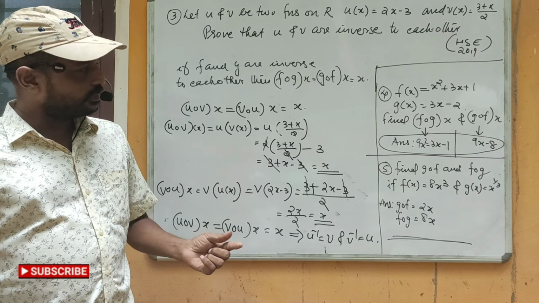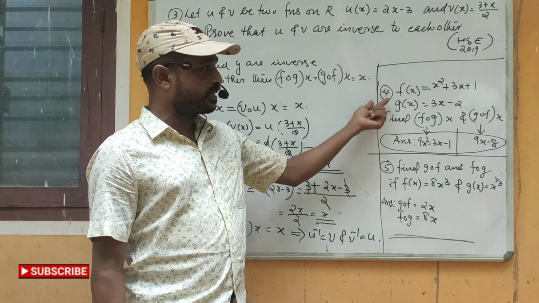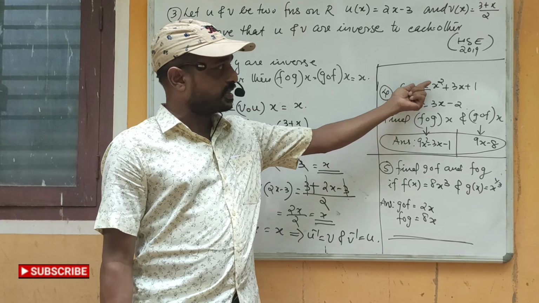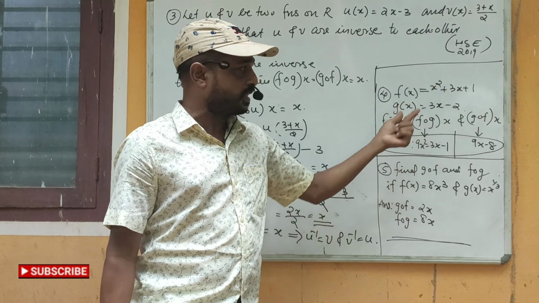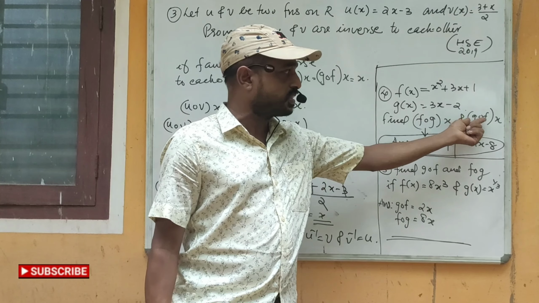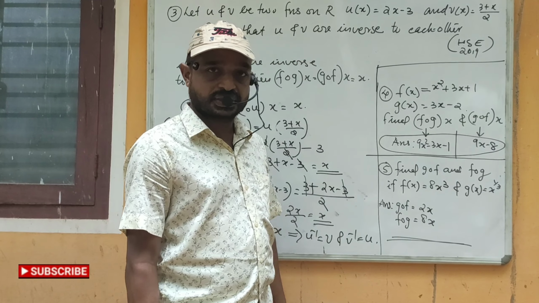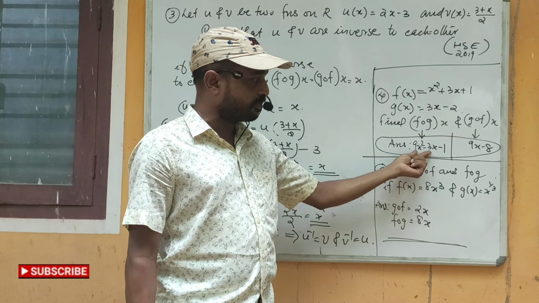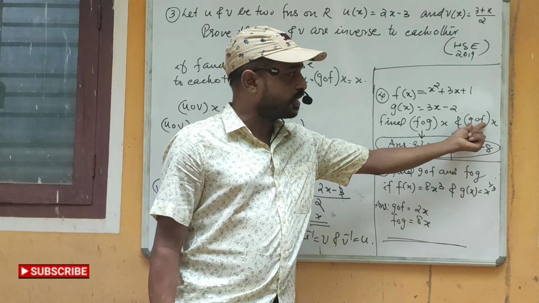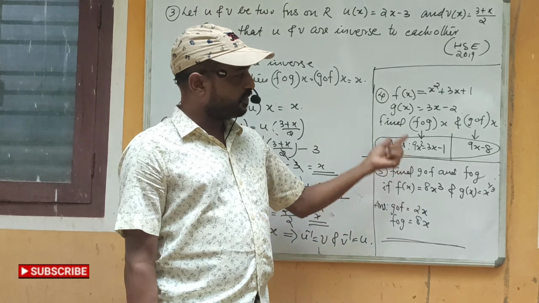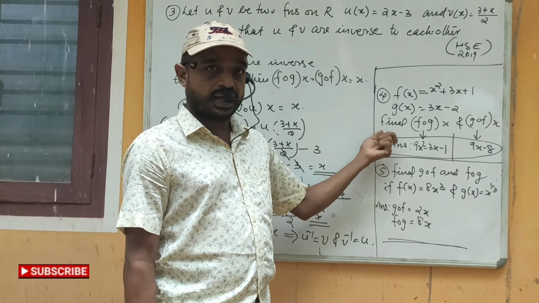So today I am giving you two home assignments, these questions 4 and 5. See, f of x is equal to x square plus 3x plus 1 and g of x is equal to 3x minus 2. You are required to find out f composition g of x and g composition f of x. You will get the answer as f composition g of x equal to 9x square minus 3x minus 1 and g composition f of x equal to 9x minus 8. You simply verify this answer.